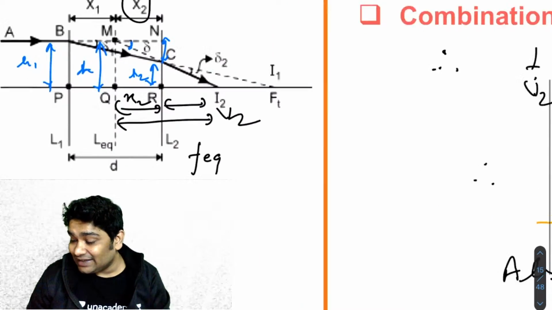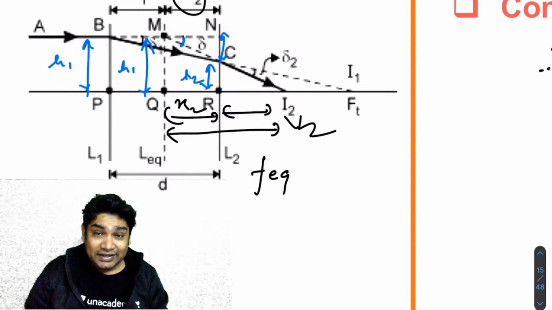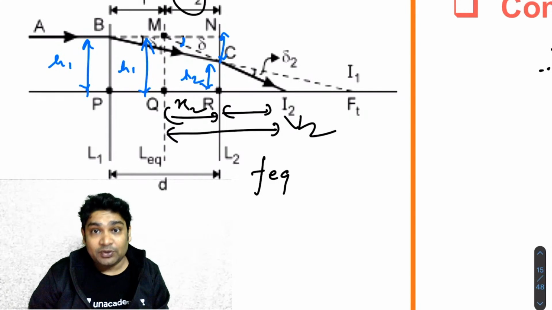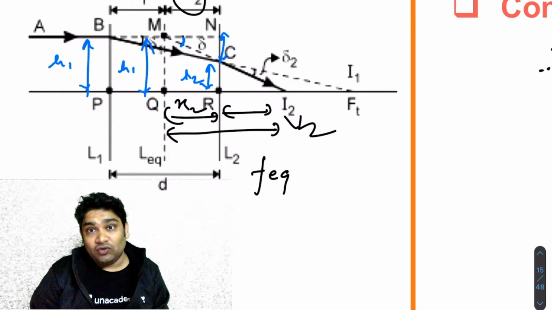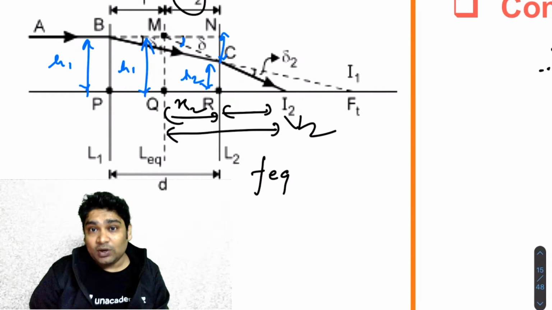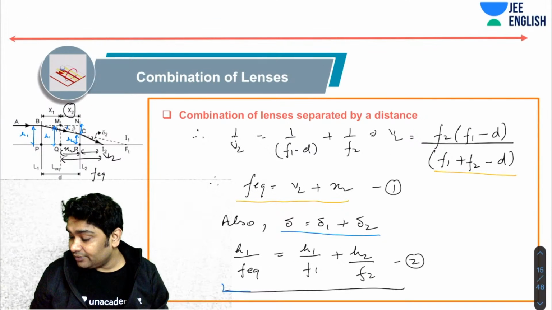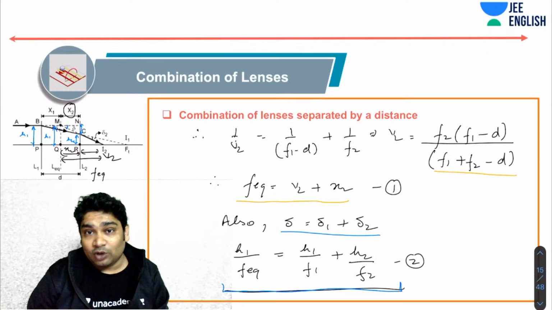Then I gave these heights some names. I called this one H1, and of course this also becomes H1, and this I called H2. So the deviation produced by the first lens would be H1 over F1. We discussed this in the last class, that deviation produced by a lens is equal to H over F. Similarly, the deviation produced by the second lens would have been H2 over F2, and the deviation produced by the single lens would have been H1 over F equivalent. After this, I rewrote this like this. So here, if I could find H2 in terms of H1, that would have solved my problem.